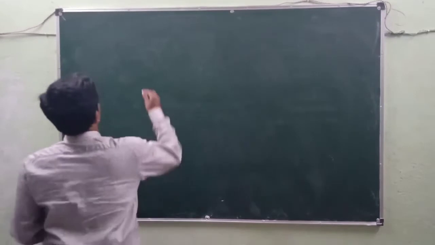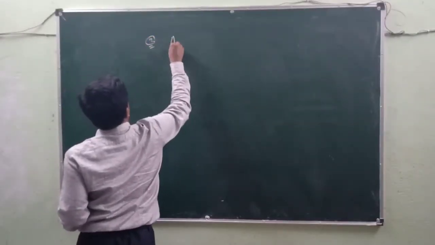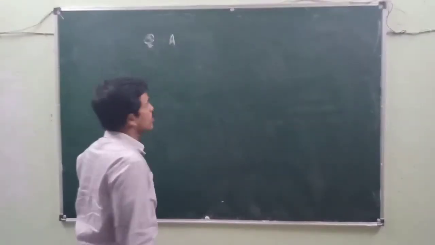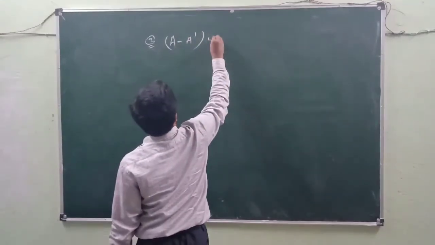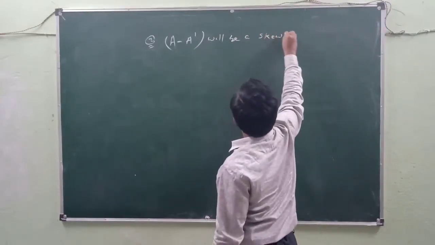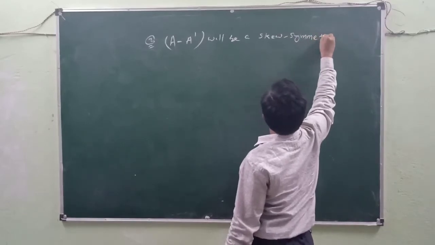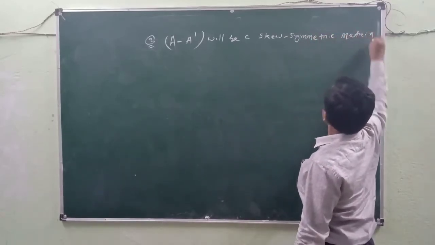Next, look at number 2. If A is any square matrix, then its corresponding skew symmetric matrix will be A minus A transpose, a skew symmetric matrix.